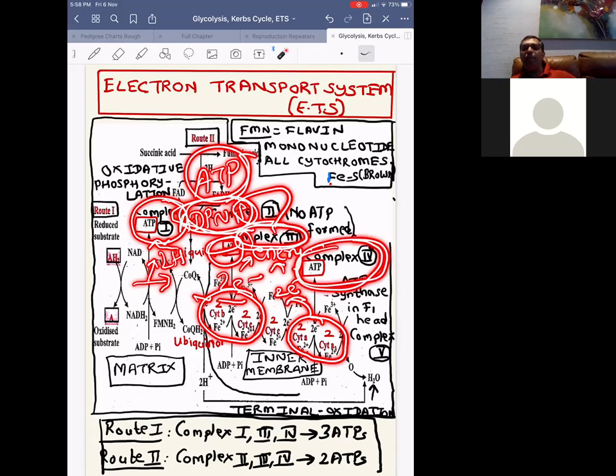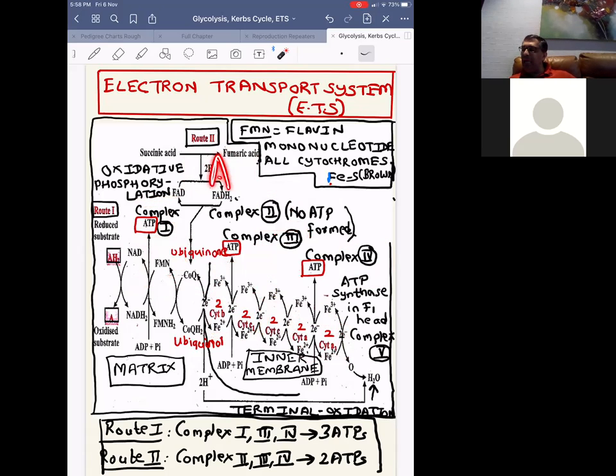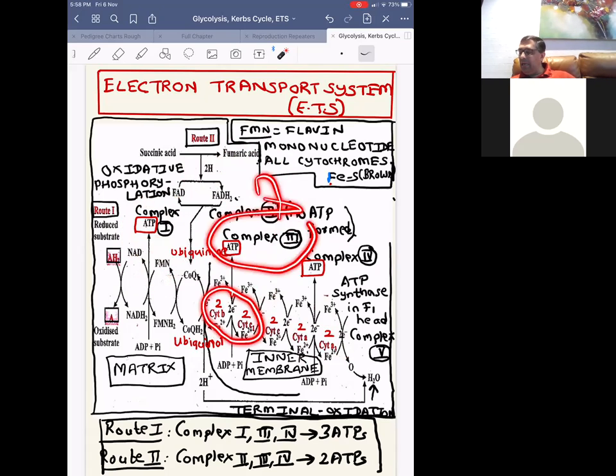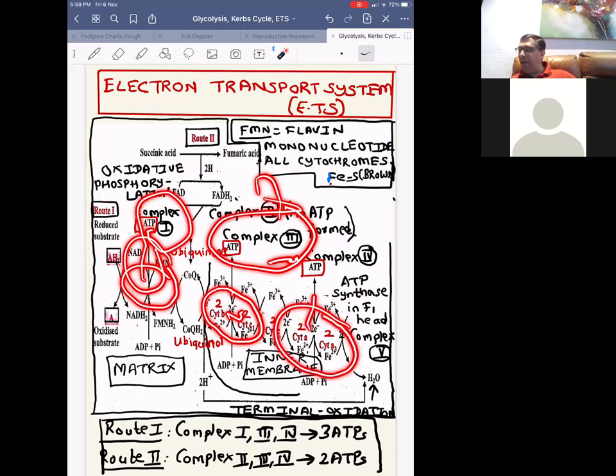So how many ATPs are formed? 3 ATPs are formed. One is between NAD to FMN, that is called complex 1. Second is between B to C1, that is called complex 3. And one more ATP between A and A3, which is called complex 4.